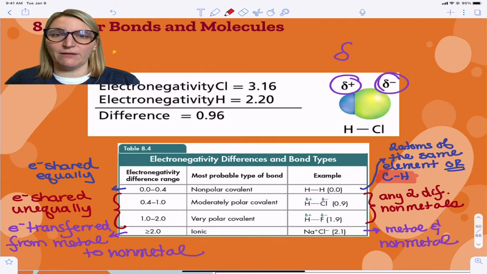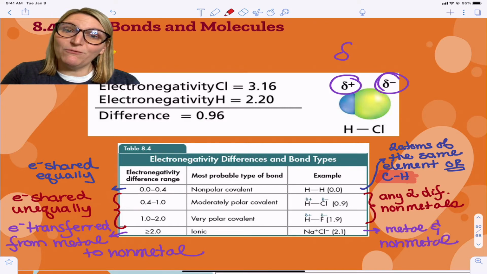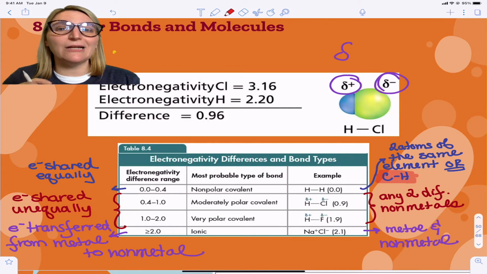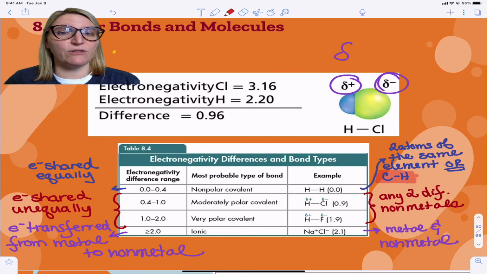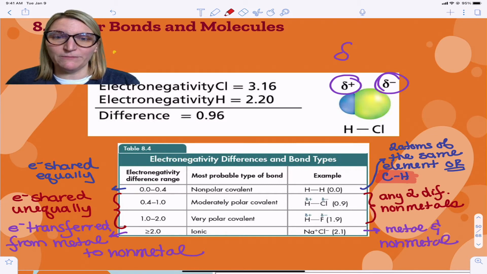A polar covalent bond, we're not going to break it up as this table does into kind of polar or really polar. We're just going to go with polar. It's two different nonmetals, with the exception of carbon to hydrogen, which is nonpolar. So any two nonmetals, carbon to chlorine, oxygen to fluorine, all of those are polar.